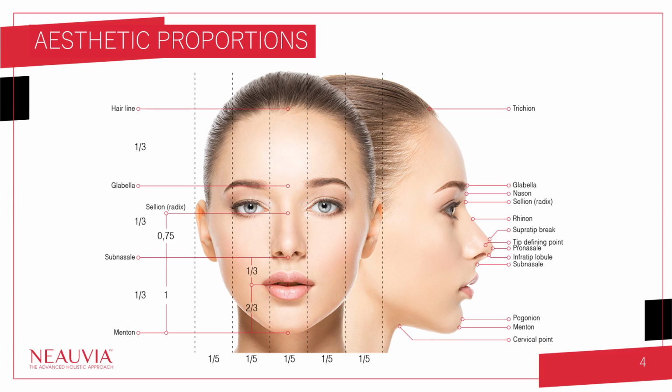In Caucasians, the middle third is often smaller than the upper third, and the middle and upper thirds are smaller than the lower third. In East Asians, the middle third of the face is often larger than the upper third and equal to the lower third, and the upper third is smaller than the lower third.